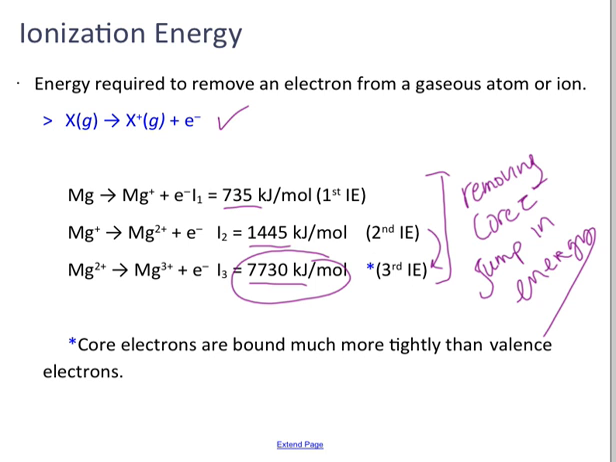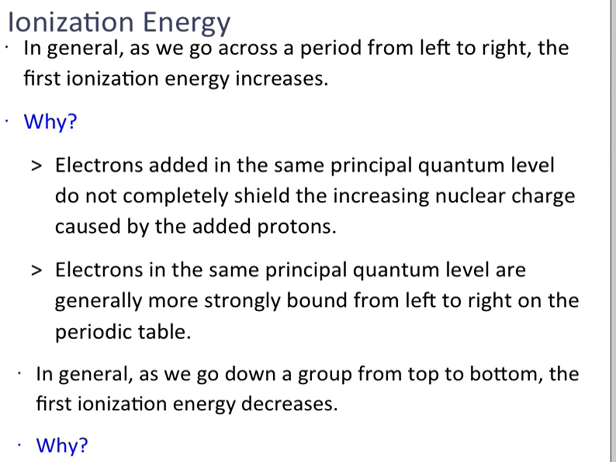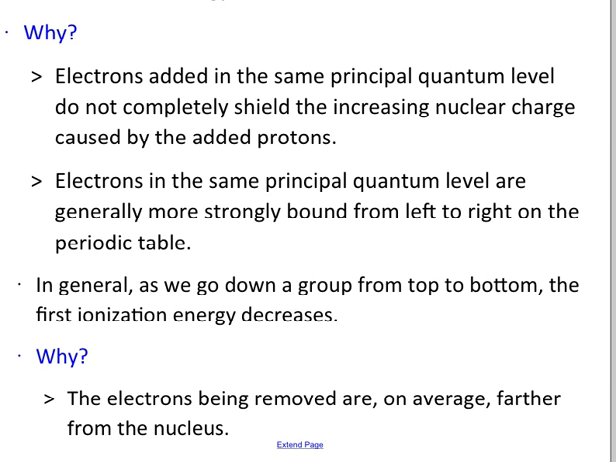But as far as the trend goes, in general, as you go across the table, does it get easier or harder to remove an electron? Harder. Why? Yeah, we have a stronger nuclear pull. Our effective nuclear charge is increased. As we go down the table, what happens? It gets easier because shielding makes the nuclear pull less, so it's easier to remove an electron. All right? So those are our general rules.